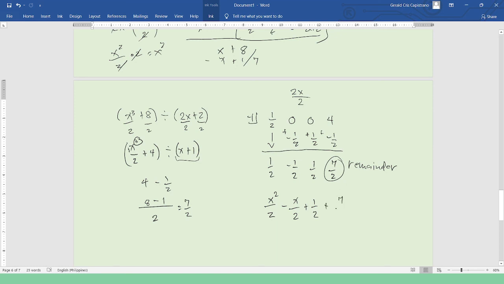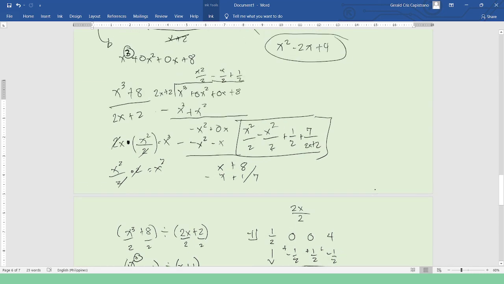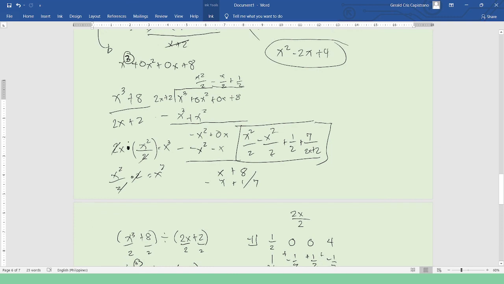Kung ito ay fraction, gagawin nyo lang, ilagay nyo lang sa ilalim or i-multiply nyo lang sa ilalim yung x plus 1 or yung divisor nyo dun sa denominator. So, you will have here x squared over 2 minus x over 2 plus 1/2 plus 7 over 2x plus 2, which is the same with our example, or have the same answer as our example earlier dun sa long division. Dun sa long division na napaka-tedious at nakakalito.